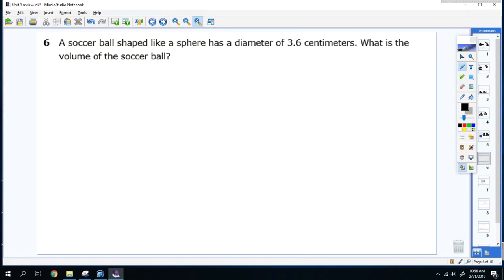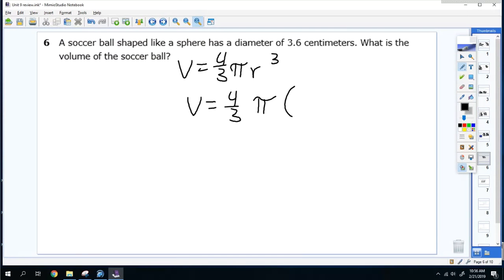Number 6, a soccer ball shaped like a sphere has a diameter of 3.6 centimeters. What is the volume of the soccer ball? So you're going to do V is equal to 4/3 pi r cubed. Make sure you're doing it cubed. So you leave 4/3 like so, leave pi as pi, and then the radius will be 1.8 because the diameter is 3.6. So you cube that.